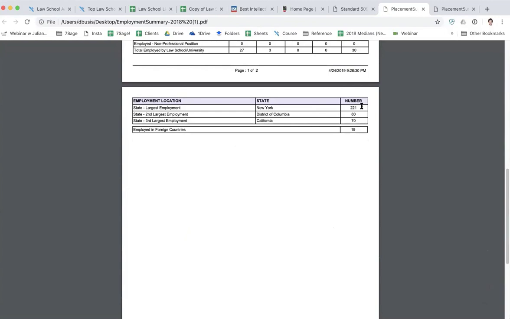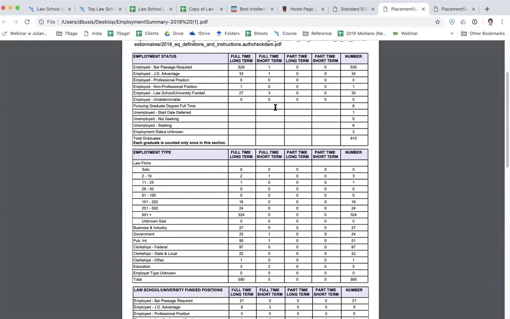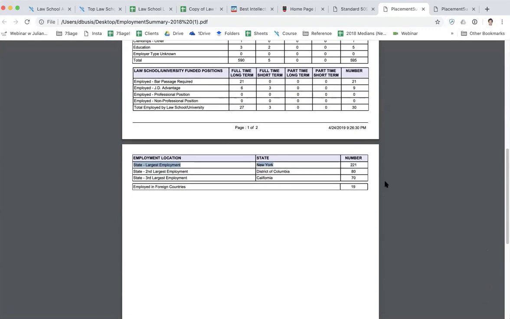So most people from Harvard, it looks like, are going to New York. 221, that's out of a total of 610. So it's about a third. 80 people are working in DC. 70 are working in California. 20 are working in foreign countries.